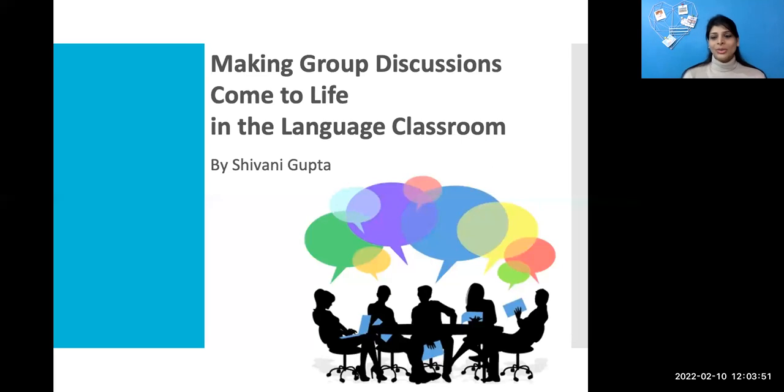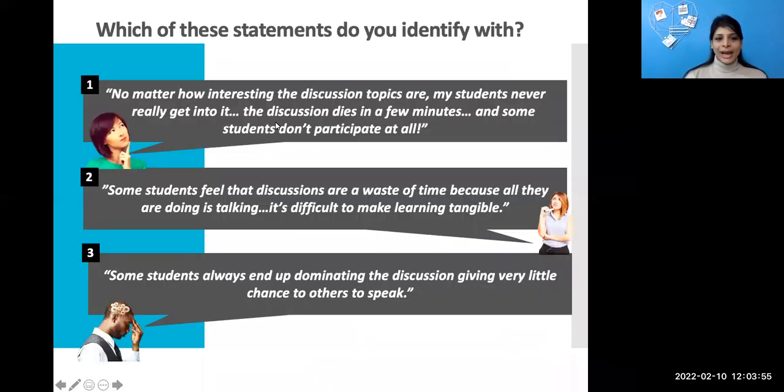So as we are aware, we are going to be looking at bringing group discussions to life in the language classroom today. To start us off, we have these 3 comments or statements made by teachers of English about their experiences of using group discussions in class. I would like you to have a quick read of these statements and share which of them you identify with. The statements are numbered, so you could just share the numbers in the chat, and you can pick more than one. You can pick all 3 if all of them resonate with you.